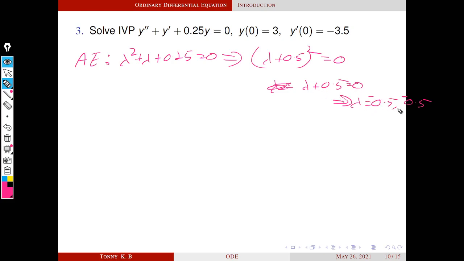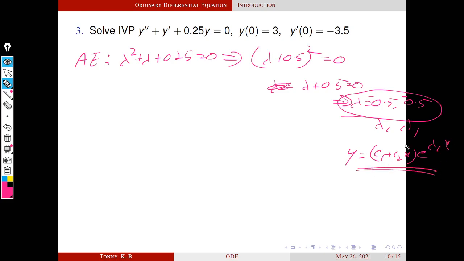Lambda equal to minus 0.5 and minus 0.5. So the roots are real but double, the same root. What is the solution corresponding to this choice? We have lambda 1, lambda 1. Then we know the general solution y is equal to (c1 plus c2x) times e raised to lambda x. This is the general solution corresponding to this case. This is our second case.